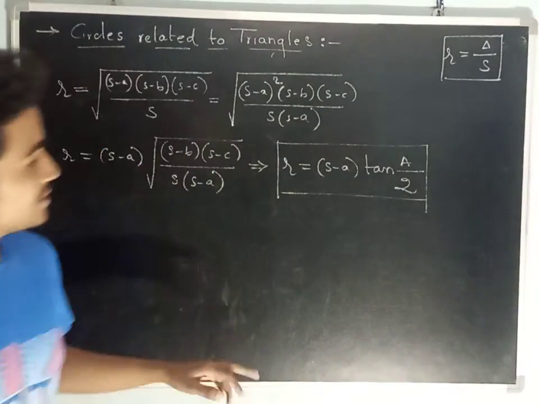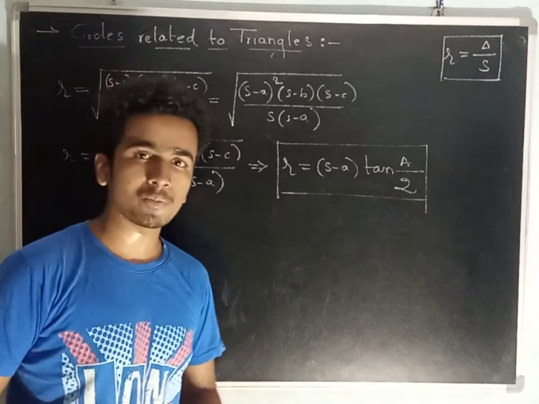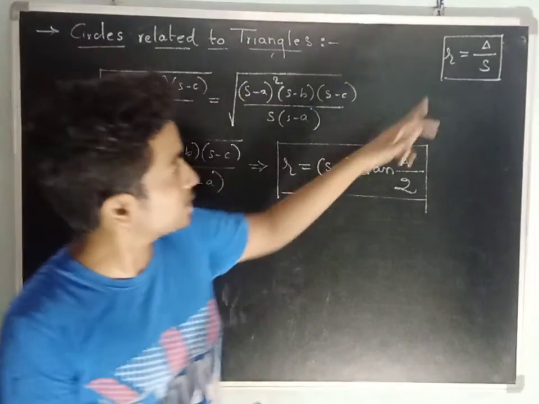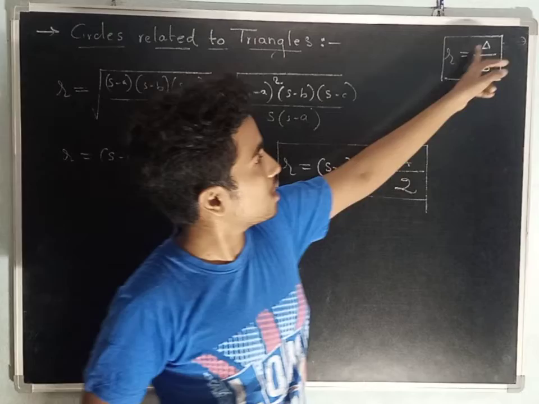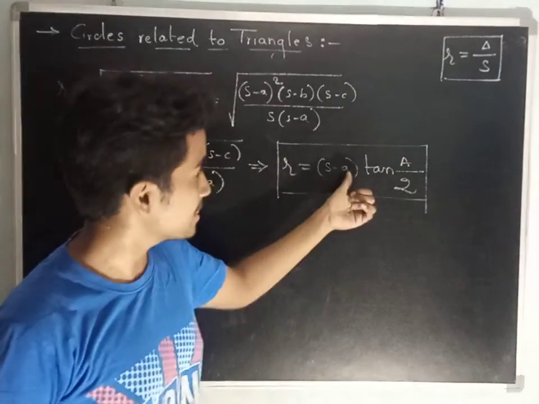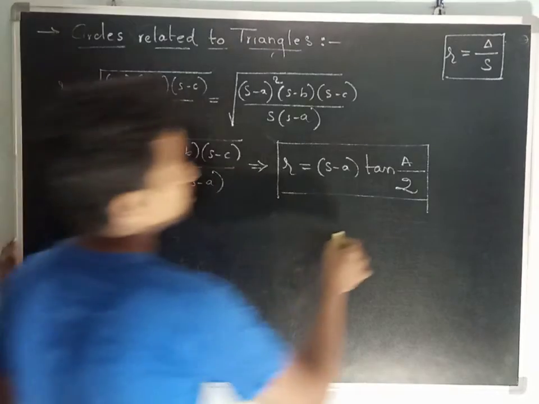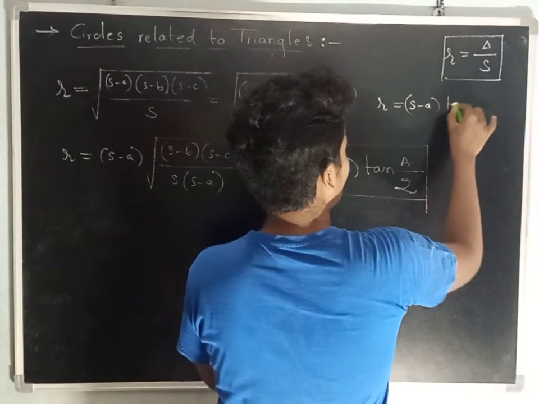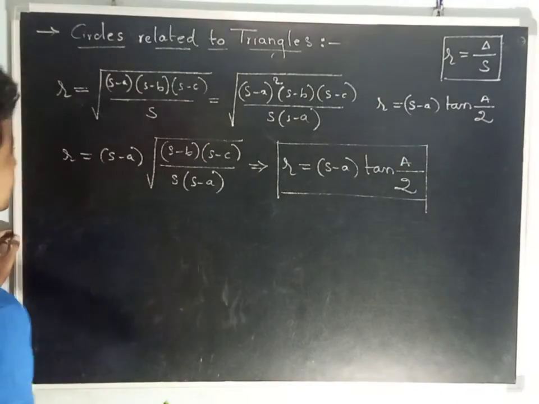Right? So the radius of the incircle is equal to (s minus a) into tan A by 2. Before this, I said that I am going to prove the other forms of the radius of the incircle by using r is equal to delta by s. This is one form: r is equal to (s minus a) into tan A by 2.